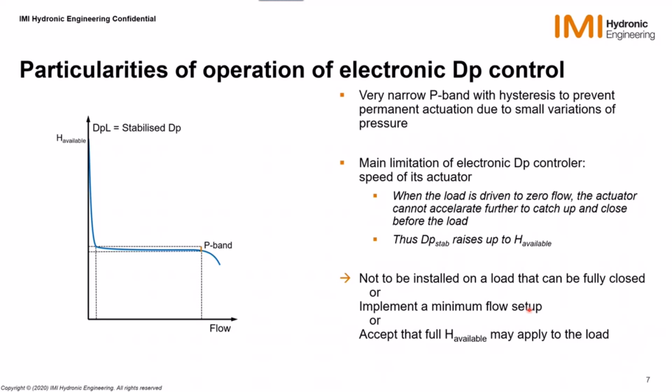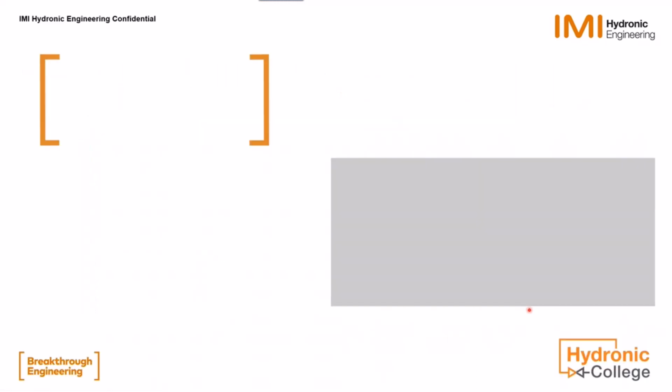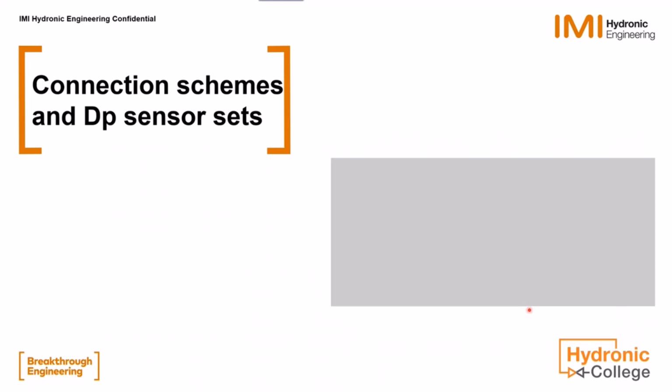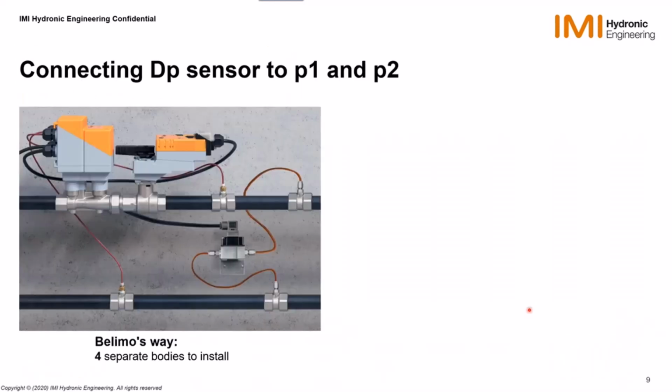Okay, so that's quite important, and we will see some test results that will show you that in a good way. Let's look now at the connection schemes and the delta P sensor sets. How to connect the delta P sensor to P1 and P2. In the case of Belimo, the picture is relatively clear.